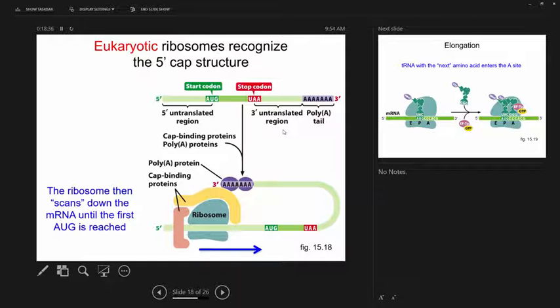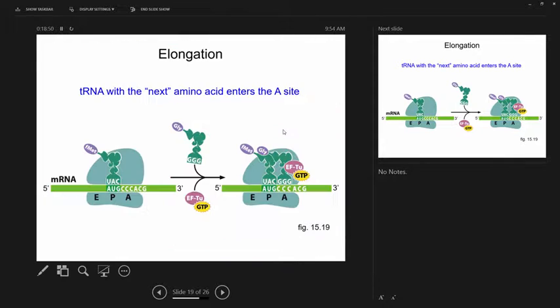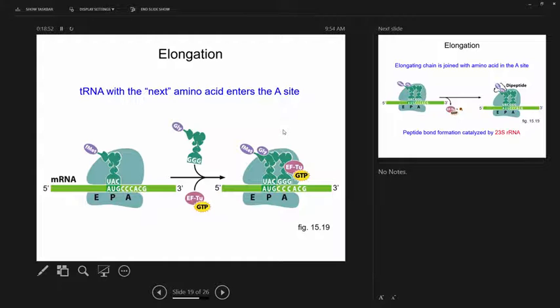All right, so once we've got initiation taken care of, then there's going to be a sequence of events that takes place over and over and over again once the ribosome starts moving on down the line and translating. This is the elongation phase. And you can see here there are these EFs, so elongation factors. They just help with the process. You don't have to know them for this class.